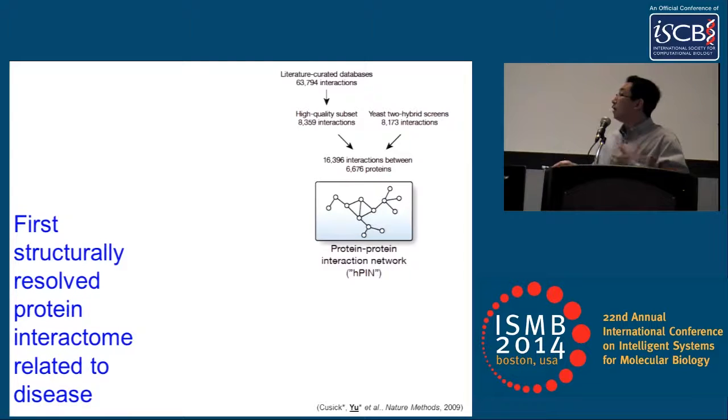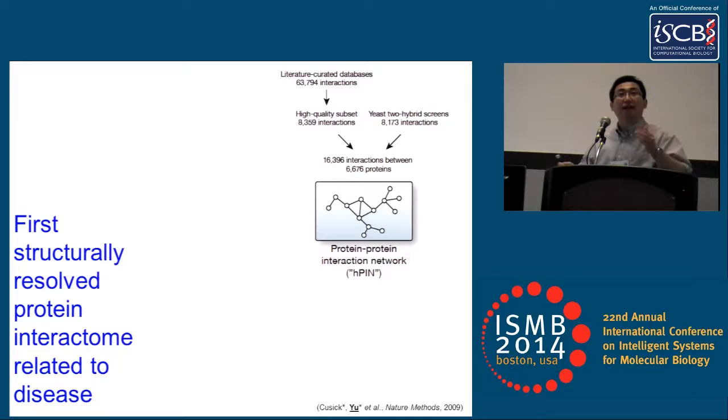Number one, because of the nature of the methods, the vast majority of the interactions reported in the literature are produced by especially pull-down mass spec assays. And most of these interactions are what we call co-complex associations. They are not direct binding of each other. And because we're interested in finding the binding interface between two interacting proteins, these co-complex associations are not applicable to our analysis, so they're out.